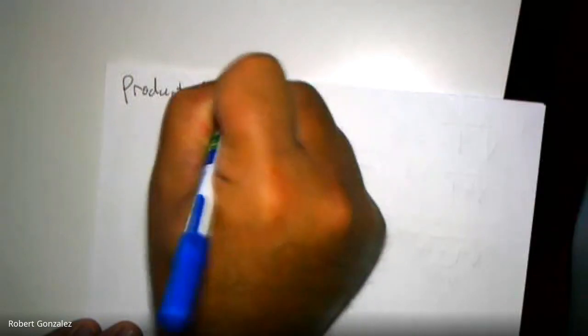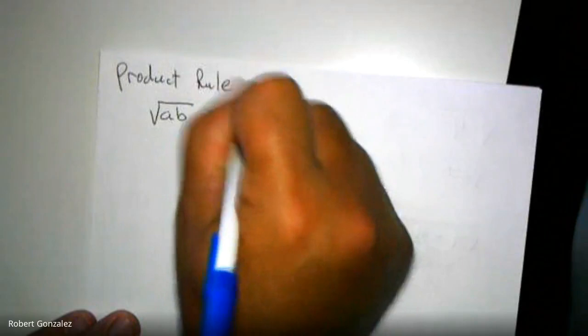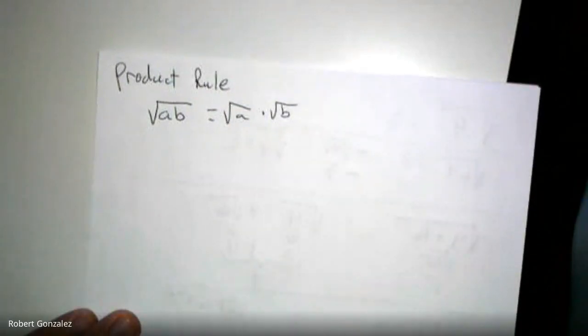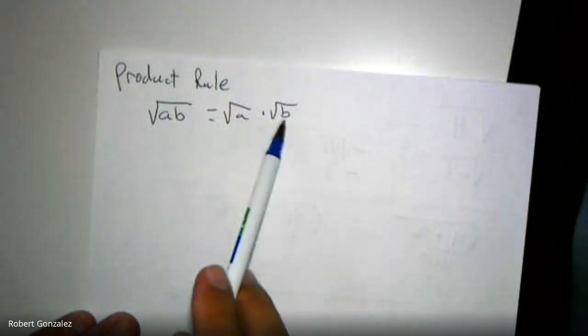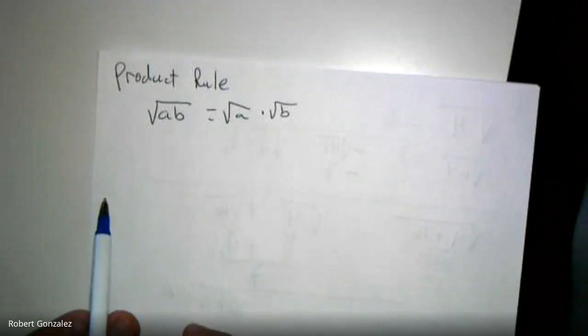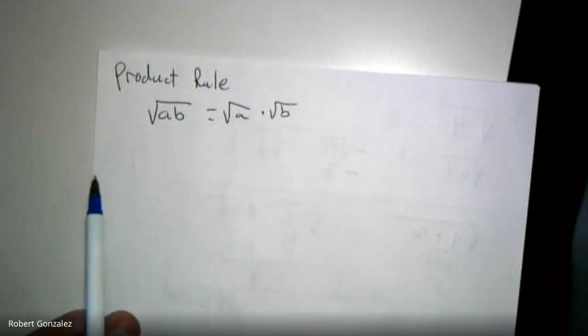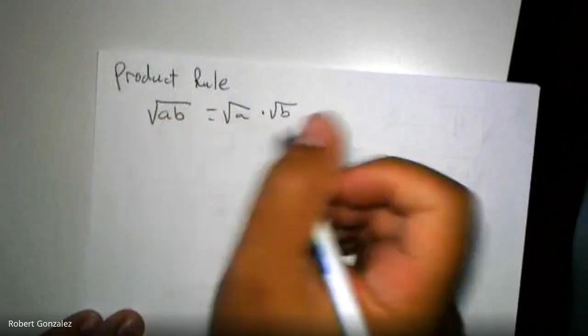We've got our product and quotient rules. Let me write out the product rule. Radical AB is equal to radical A times radical B. We say the root of a product is the product of the roots. The root of a product is the product of the roots. I'm going to go in reverse.